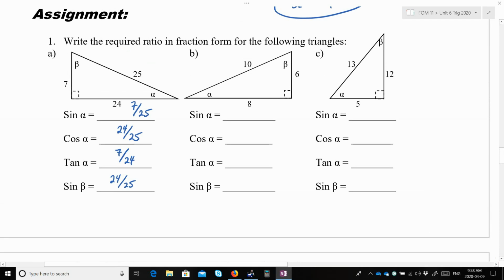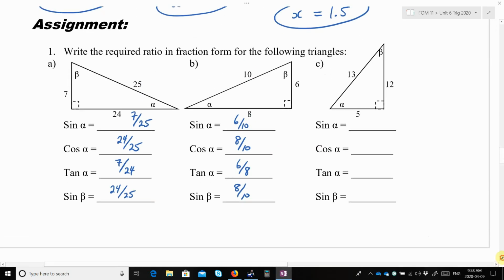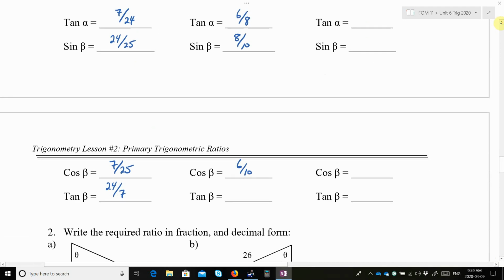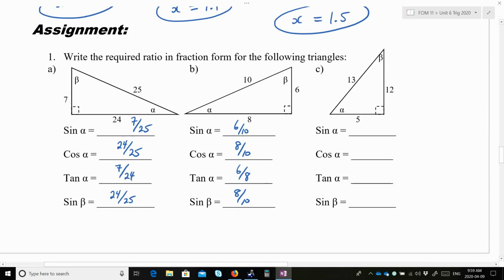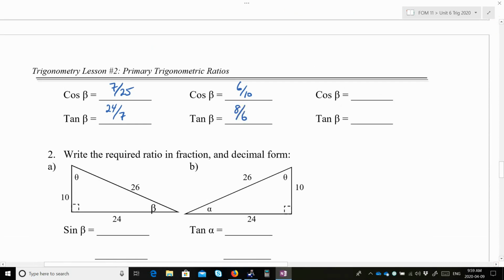And in letter B here, sine alpha is going to be 6 over 10. Cos alpha will be 8 over 10, and tan alpha will be opposite over adjacent, 6 over 8. Sine beta will be 8 over 10. Cos beta will be 6 over 10. And tan beta will be opposite over adjacent, 8 over 6.